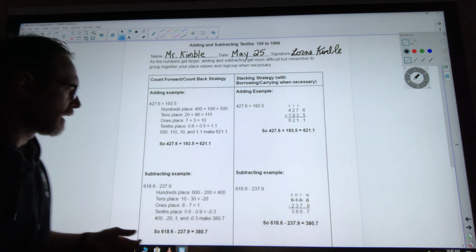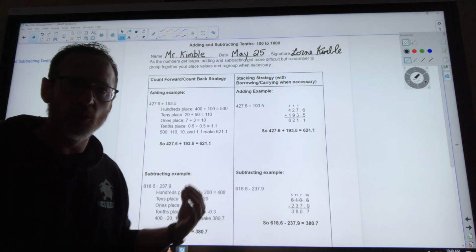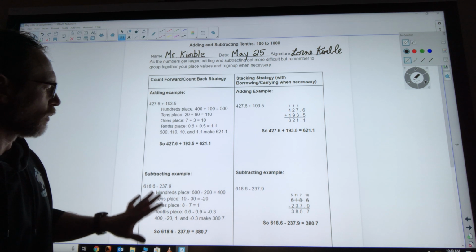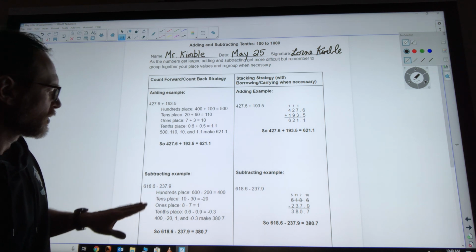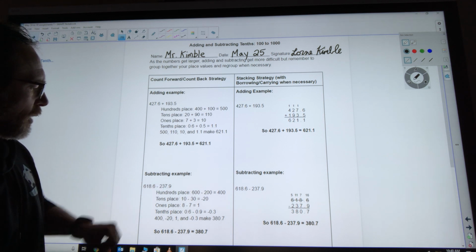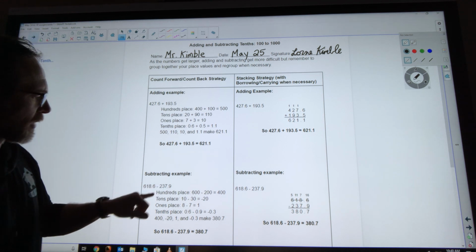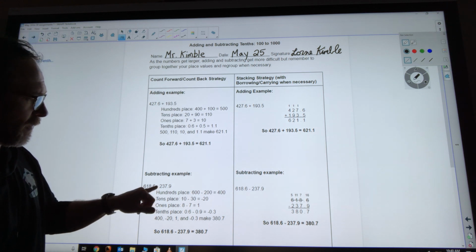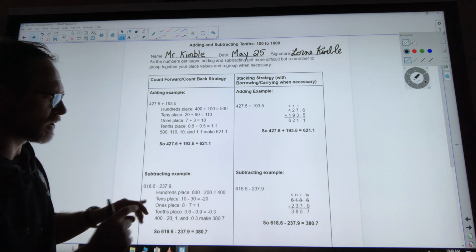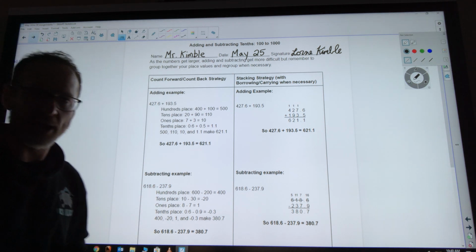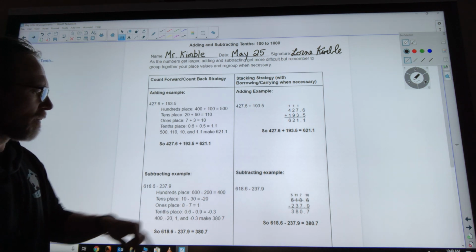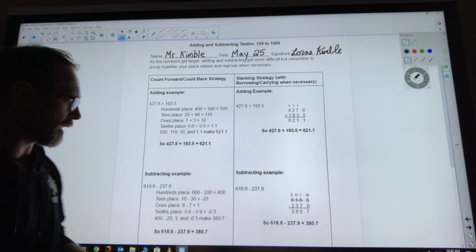For subtracting, we have those two strategies, but in reverse. So you can use what we call the count back strategy. My question here is 618.6 minus 237.9. I would start with the hundreds place and say, well, 600 minus 200 would take me to 400. And then 10 minus 30, well, that'd be like negative 20. So we'll take 20 more away. It's like 380. And then 8 minus 7 is 1. So now my 381 would be there.